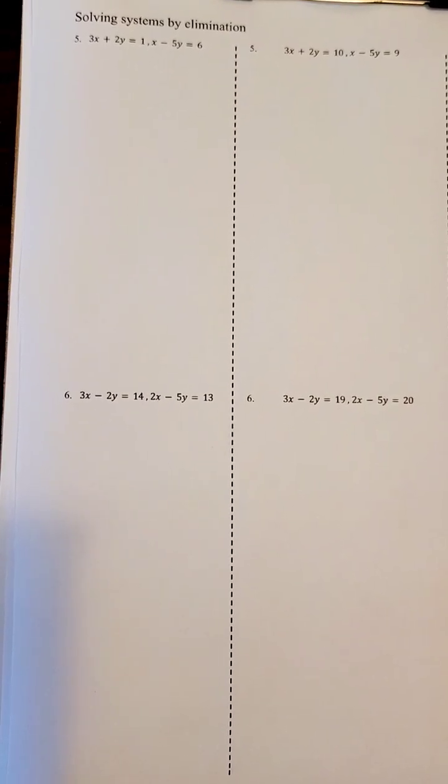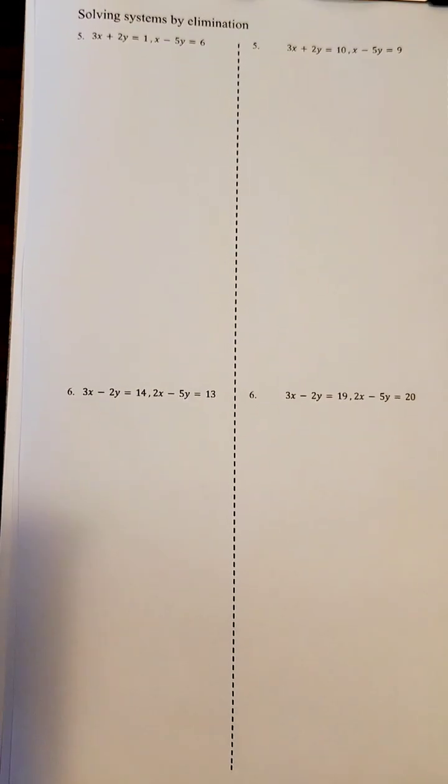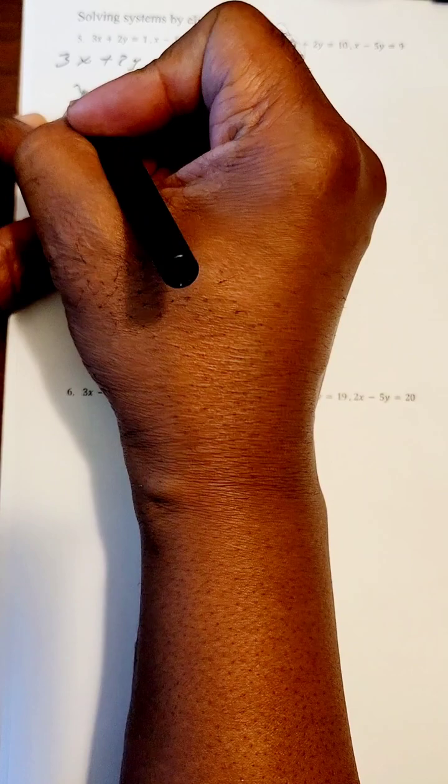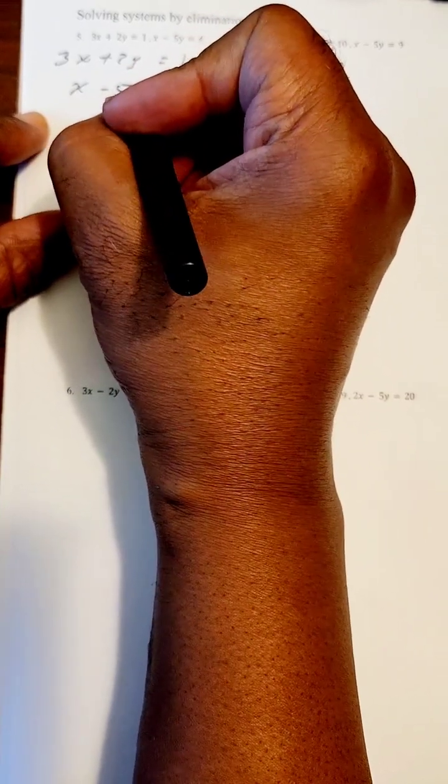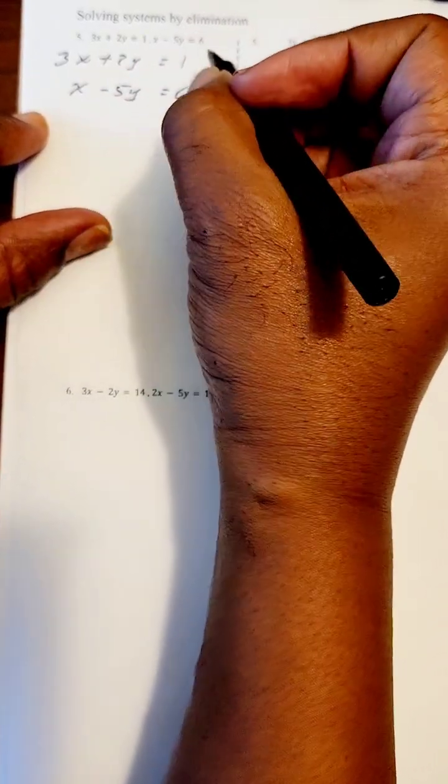Solving systems by elimination. So we have systems of equations. Our first one is 3x plus 2y equals 1. Our other equation would be x minus 5y equals 6.